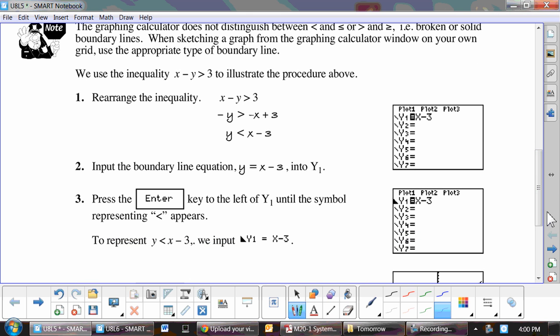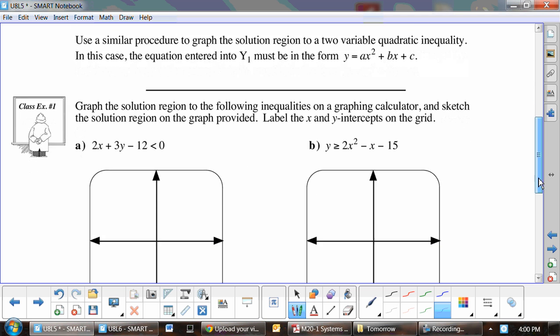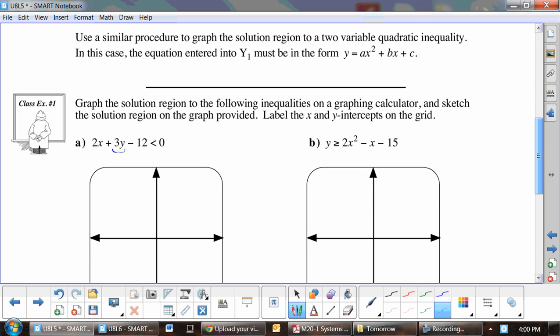So for example, it shows you how to get a solution set like this. We remember if we're doing these in our calculator that we want to be able to isolate the y so that we can graph it. So I'm going to add 12 to both sides. So 2x plus 3y is less than 12. Subtract 2x from both sides, giving us 3y is less than 12 minus 2x. Divide by 3, giving us y is less than 4 minus 2 over 3x.